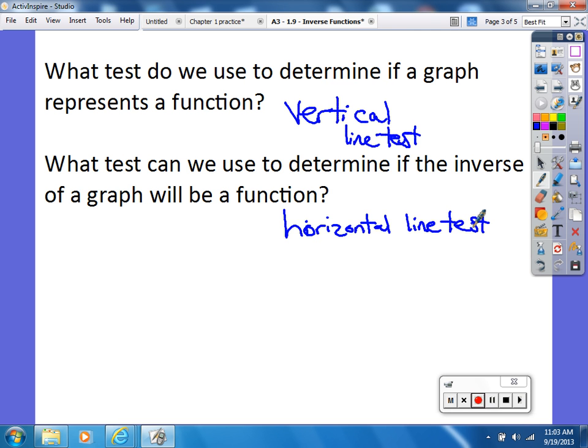Now, some of you that took Algebra 2 last year or the year before will remember me during a quiz saying hi to you constantly. Hi, hi, hi, hi, because horizontal checks for inverse. Horizontal checks for inverse. Hi. We kind of go together to help you out. Horizontal goes with inverse.